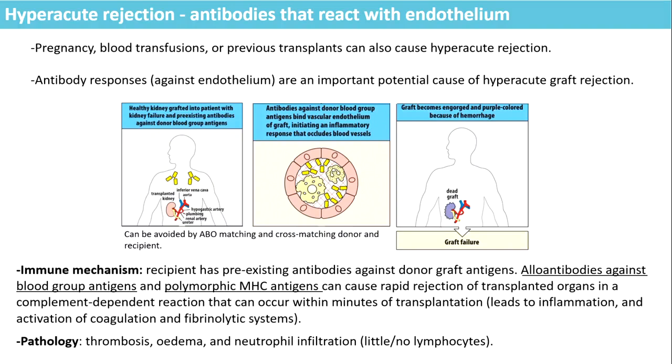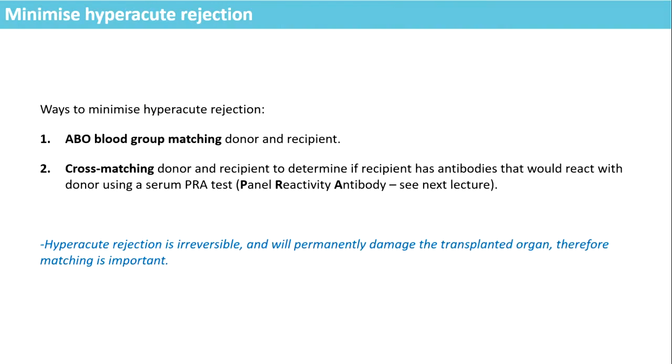If you look at the pathology, you get thrombosis, and you'll get an infiltration of neutrophils, but there will be little or no lymphocytes present because it's mediated by this preformed antibody. Now, there are ways that we can minimize this, but it's really important to remember that hyperacute rejection is irreversible and it will permanently damage that transplanted organ, and so it's really key to perform matching.